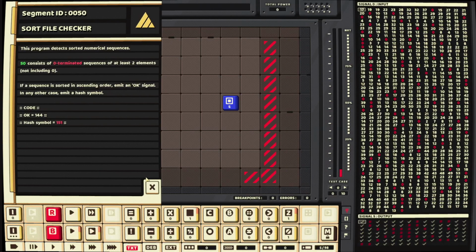Sort file checker. We have time to do another one, right? It's been less than half an hour. Very big input file. This program detects sorted numerical sequences. S0 consists of 0 terminated sequences of at least 2 elements, not including the 0. I guess that makes sense, because if there were only 1, it would always be sorted. If a sequence is in ascending order, emit an OK symbol, signal. Otherwise, emit a hash. Okay, cute.